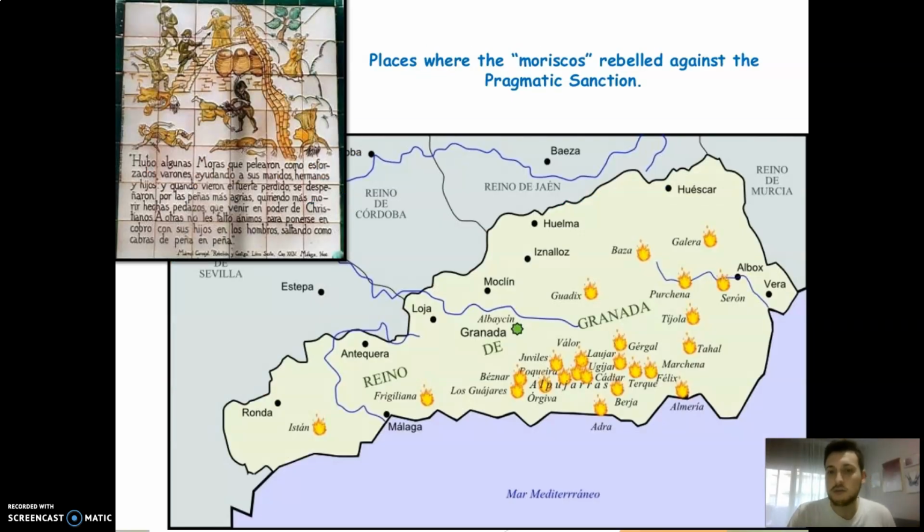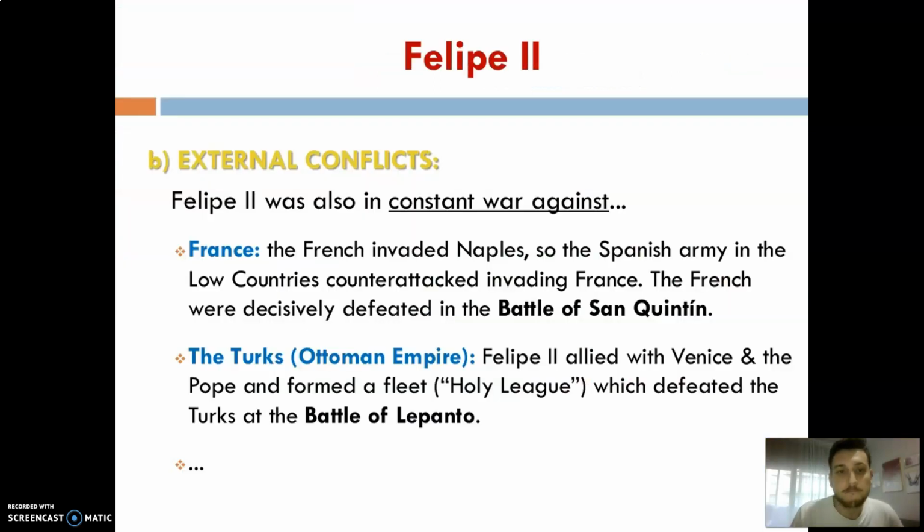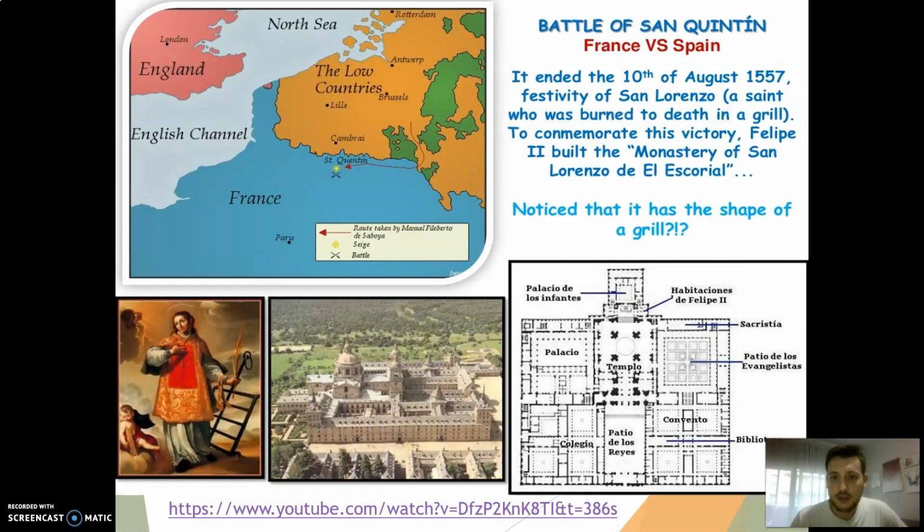Okay, this is a map of the situation. As you can see, this is the kingdom of Granada, and there were a lot of revolts. Well, the external conflicts: Philip II will have a constant war against France, a war that he inherited from his father. Well, the most important battle was the Battle of San Quintin. As you can see here, the Battle of San Quintin was near when he got the crown. So he really had a great victory.